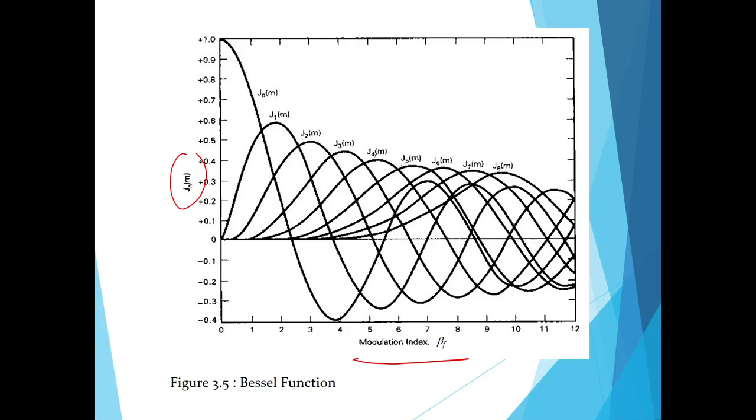So if you have a ruler, you can put your ruler, for example, here, at modulation index equal to 1. You see that at modulation index equal to 1, the line will cross at J3, J2, J1 and also J0. So how much is the value? The value is the same as the value stated in the table.